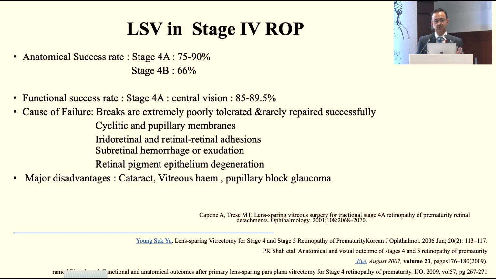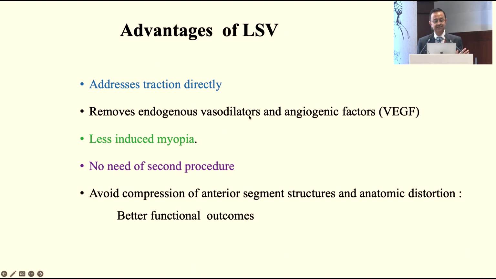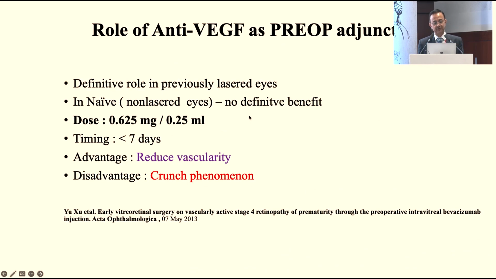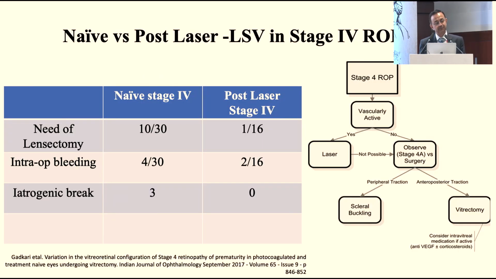So lens-sparing vitrectomy is the mainstay of the treatment, with a success rate shown to be 75 to 90% in 4A and 66% in 4B. Importantly, look at the functional success rate, which is 85 to 90%. And these are the advantages of lens-sparing vitrectomy. Of course, for patients who receive pre-op anti-VEGF, it has to be given at the most 24 hours ahead of the surgery. And any patient who has received pre-op anti-VEGF and lasers tends to behave better intraoperatively as well as post-operatively.